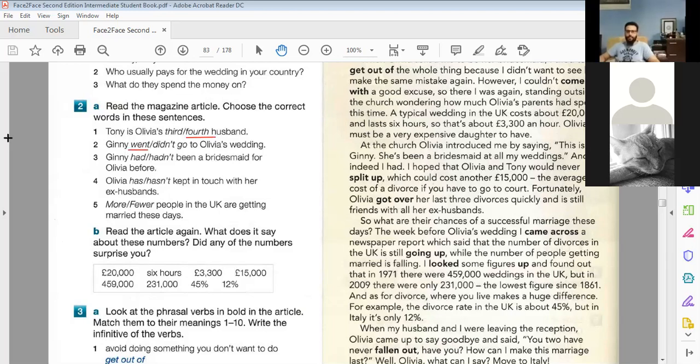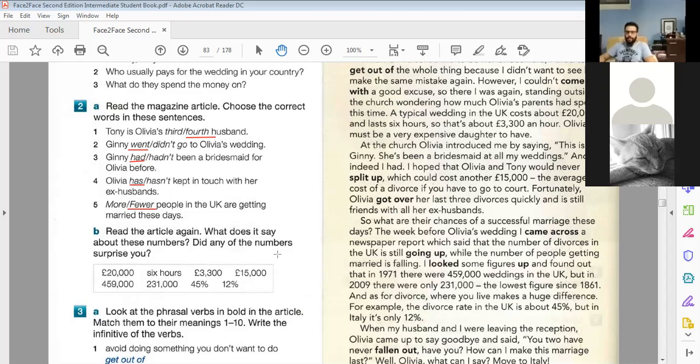All right, and number three, Ginny had or hadn't been a bridesmaid for Olivia before? She had. Yeah, true. Olivia has kept in touch with her ex-husband. Is this true? Yeah, she has. And number five, more people in the UK are getting married or fewer? Fewer. Yeah, less people. That's correct. Fewer people. All right.